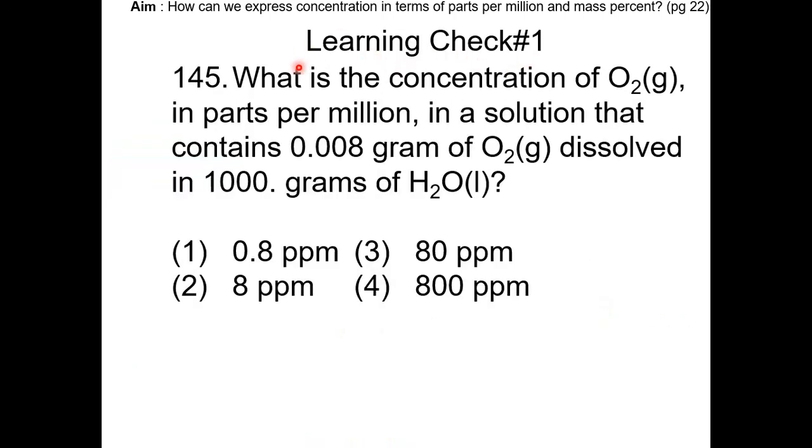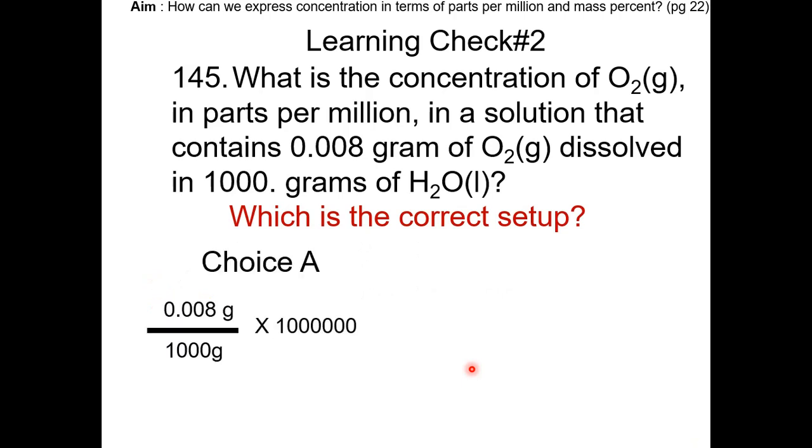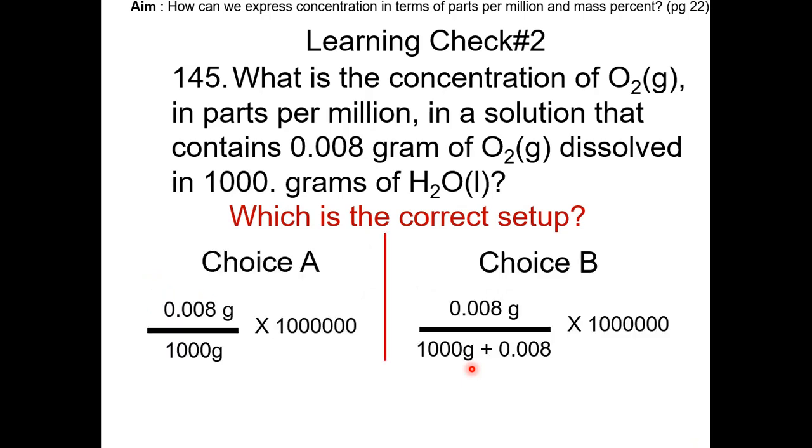Learning check number 1. What's the concentration of O2 in parts per million in a solution that contains 0.008 grams of O2 dissolved in 1,000 grams of water? Pause the video and resume when completed. The answer is choice 2, 8 ppm. So which is the correct setup? Choice A or choice B?